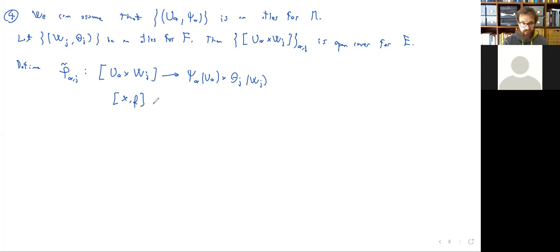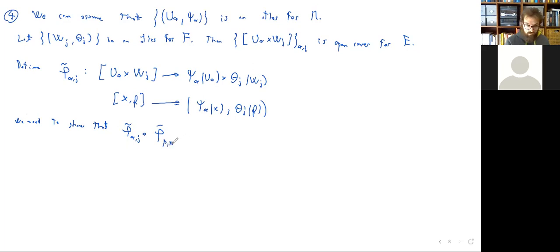We take an equivalence class here, and we do what you expect us to do. And of course, we have the usual problem: we don't have to show that this is well defined, because we take the representative in U alpha times WJ, so this is well defined. But what we need to show is that the transitions are smooth. So if you compose two of these, it should be smooth, because this is the definition of a smooth manifold: you need these transition maps to be smooth.